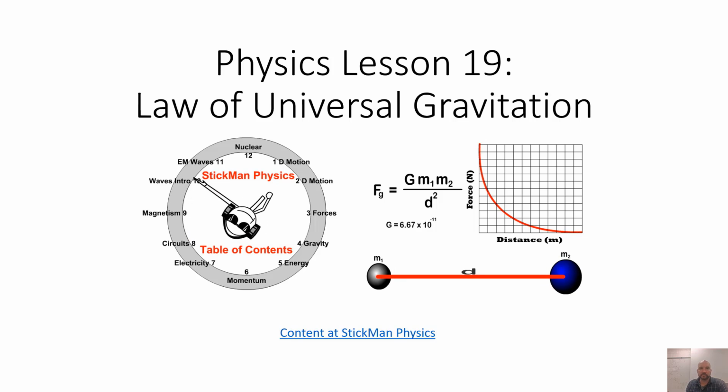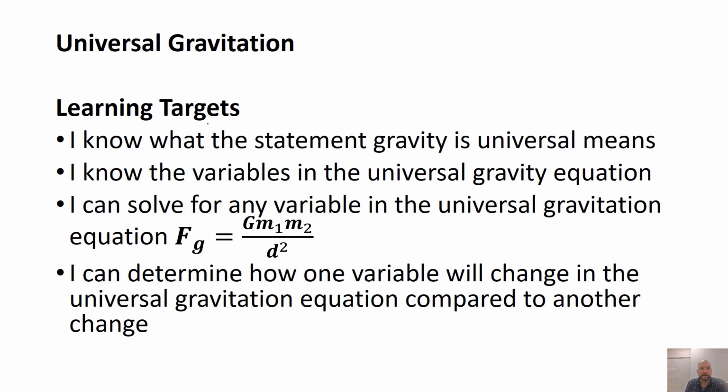This is the 19th lesson on universal gravitation. We're going to learn a few things. We're going to learn about what universal really means when it comes to gravity. We're going to know the variables of the universal gravity equation. We're going to be able to solve for any of these variables that you see right in here. And we're going to determine how, if one variable changes, it would change other variables in the equation as well.